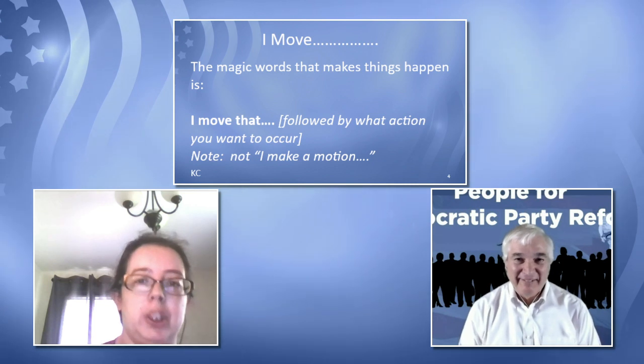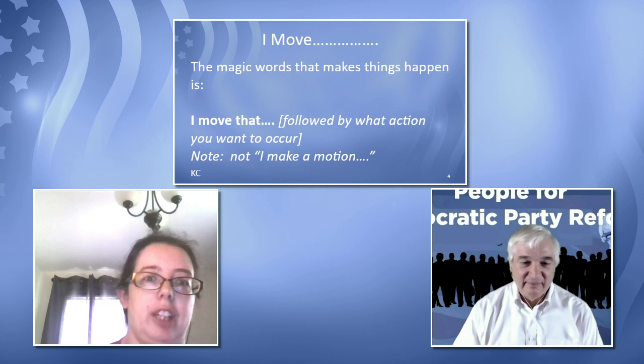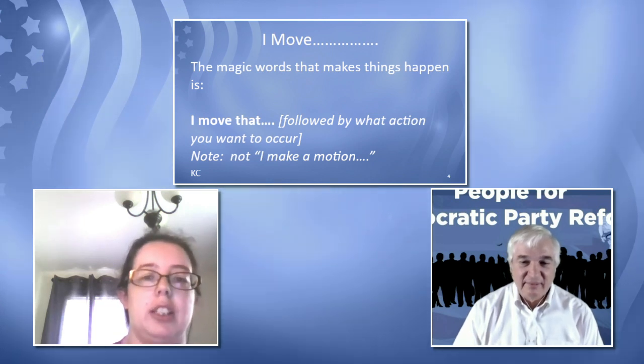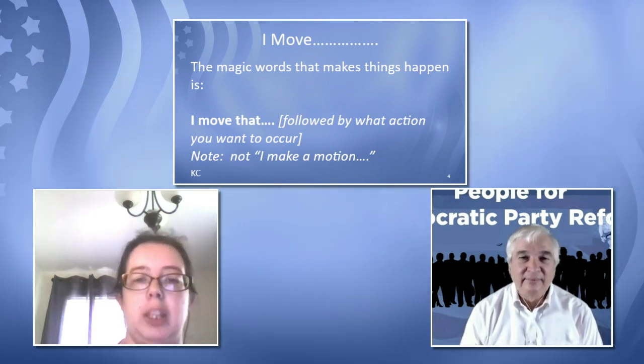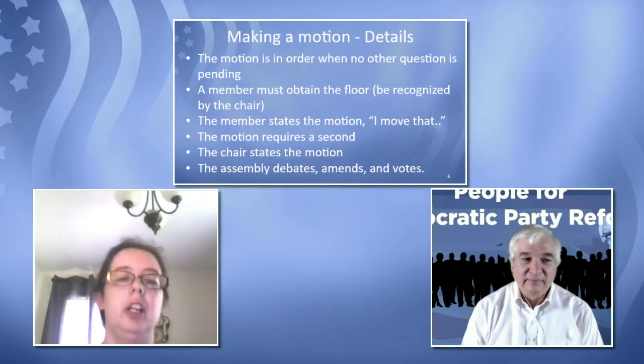So when you make a motion, then that is requiring actual action. And that's important, because otherwise, what are you doing at the meeting? It's a waste of time. So there's a couple things about making a motion.